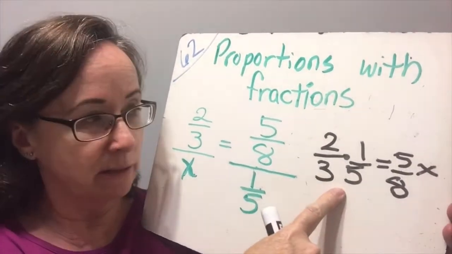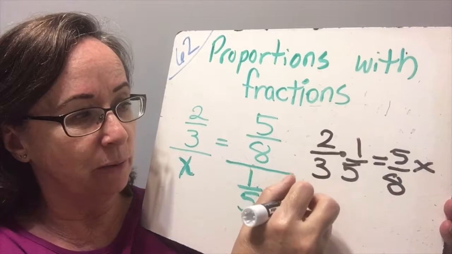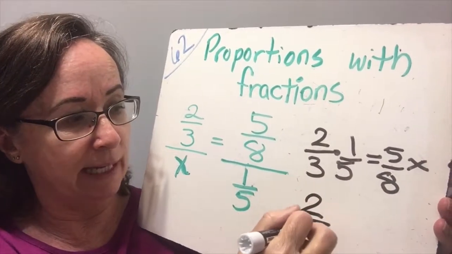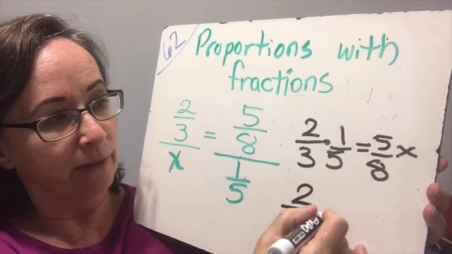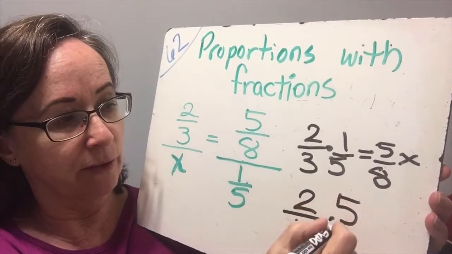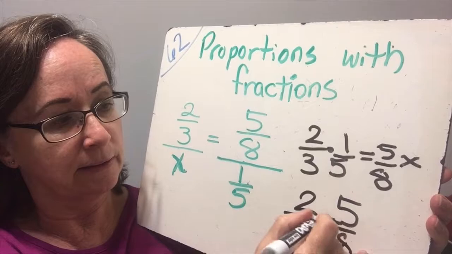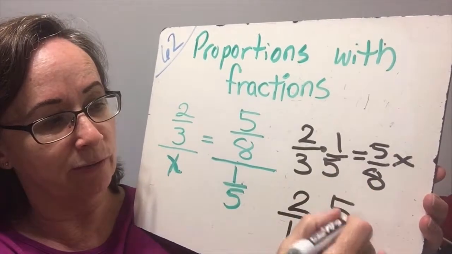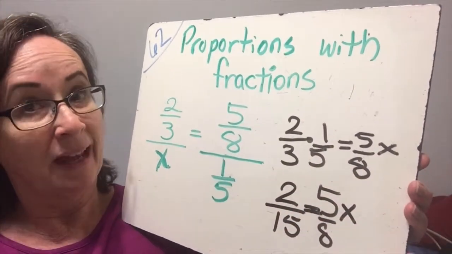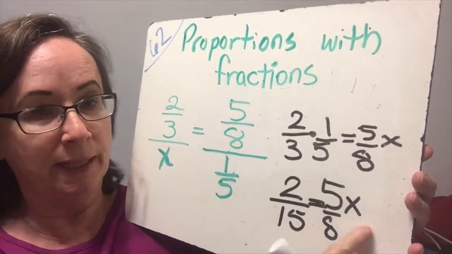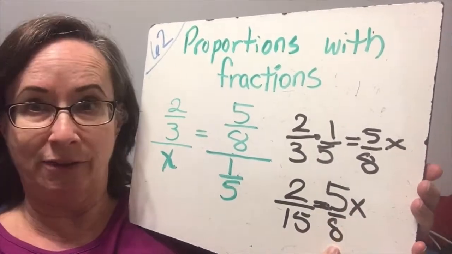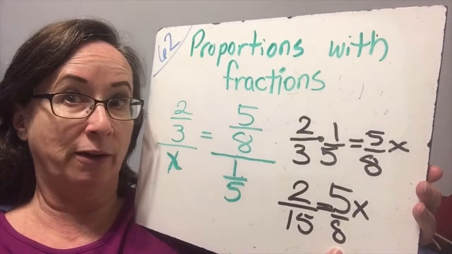Now on the left, we have 2/15 because if you notice, nothing is going to cancel. On the right, we have 5/8. So we have an equal sign in between them, 5/8 times x. But we want x by itself. So how do we get x by itself? We get rid of the 5/8.